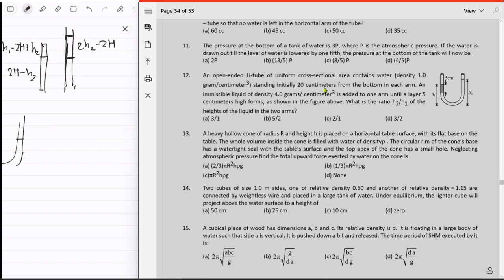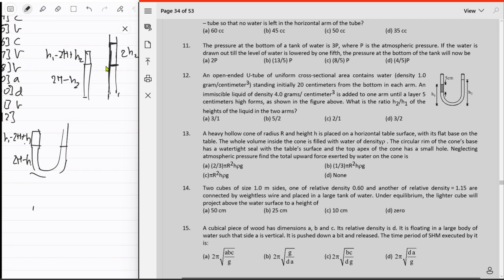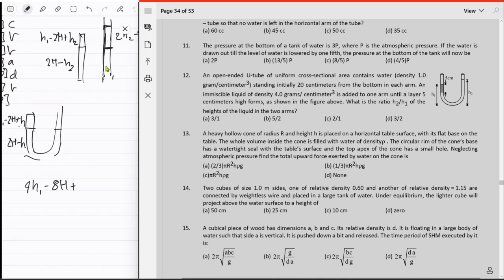What about the densities though? So it's 4 gram per centimeter cube, which is 4 times the water density, right? So that just means this thing is 1/4 of that. So 4H1 minus 8 capital H plus... Usually do the cancellation and things simultaneously. Just 2H1 minus 4H plus 2H2. I hope this is correct.